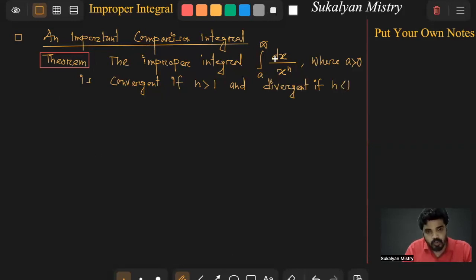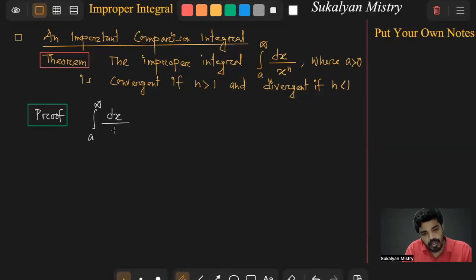Proof. So it is a very, very important test. Integration a to infinity dx by x to the power n. So this is an improper integral of first kind. This is convergent if n greater than 1 and is divergent if n less than 1. Okay. Proof. So integration a to infinity dx by x to the power n.